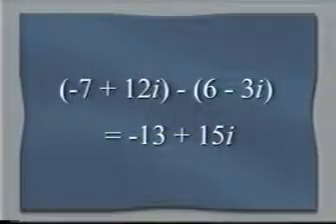Using negative numbers doesn't make a difference. Again, we still subtract with the same rules we use for integers. If we have negative 7 plus 12i, minus 6 minus 3i, negative 7 minus 6 is negative 13. 12i minus a negative 3i is positive 15i. So our answer is negative 13 plus 15i.